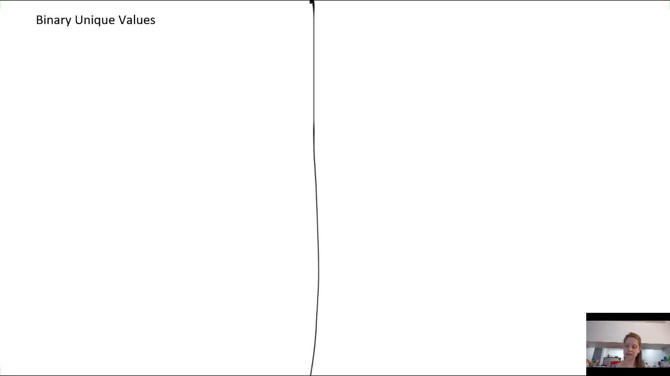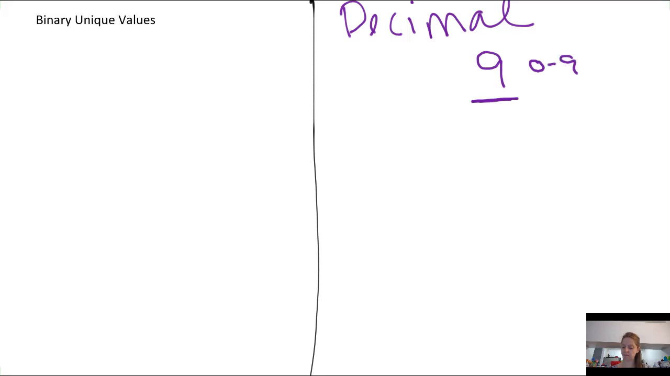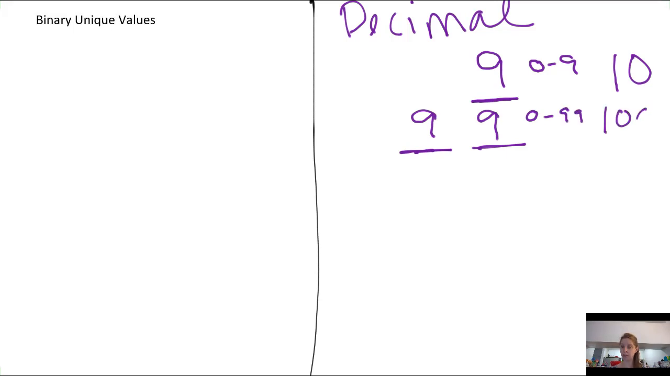Like always, I think it's easiest to start off with our decimal numbering system as a starting point. So think about if we have a single digit in our decimal numbering system, the highest number we can represent is 9, and the smallest is 0. So we can represent all numbers between 0 and 9, which is 10 possible values. If we add a second digit, we can now represent up to the number 99. So 0 through 99 is 100 unique values.